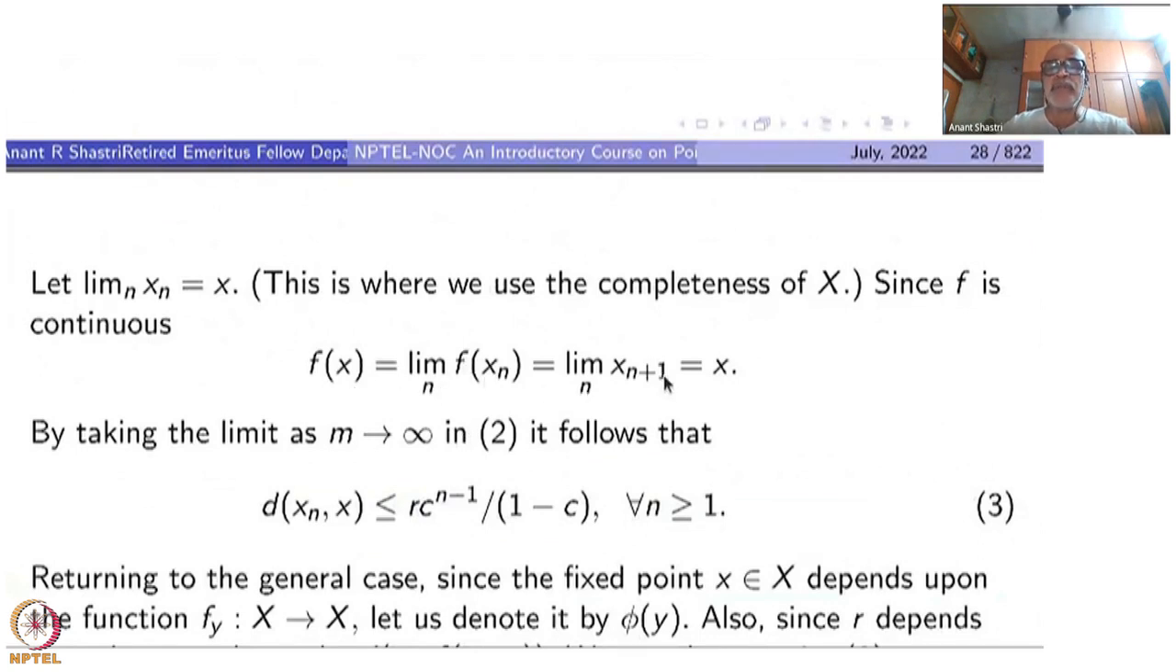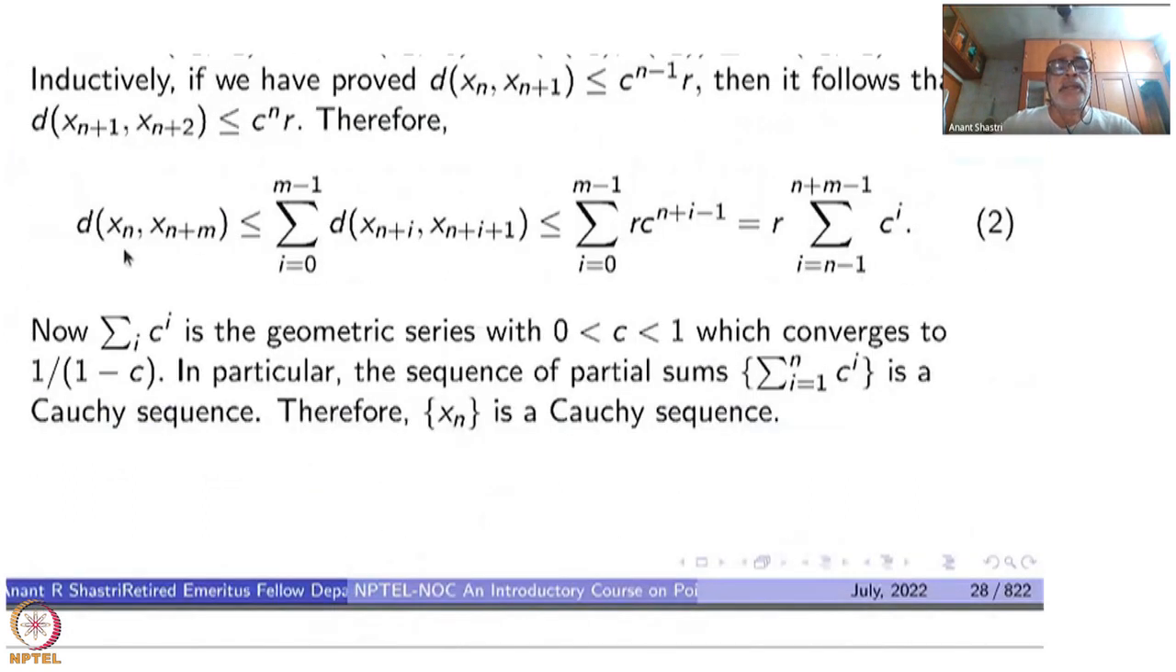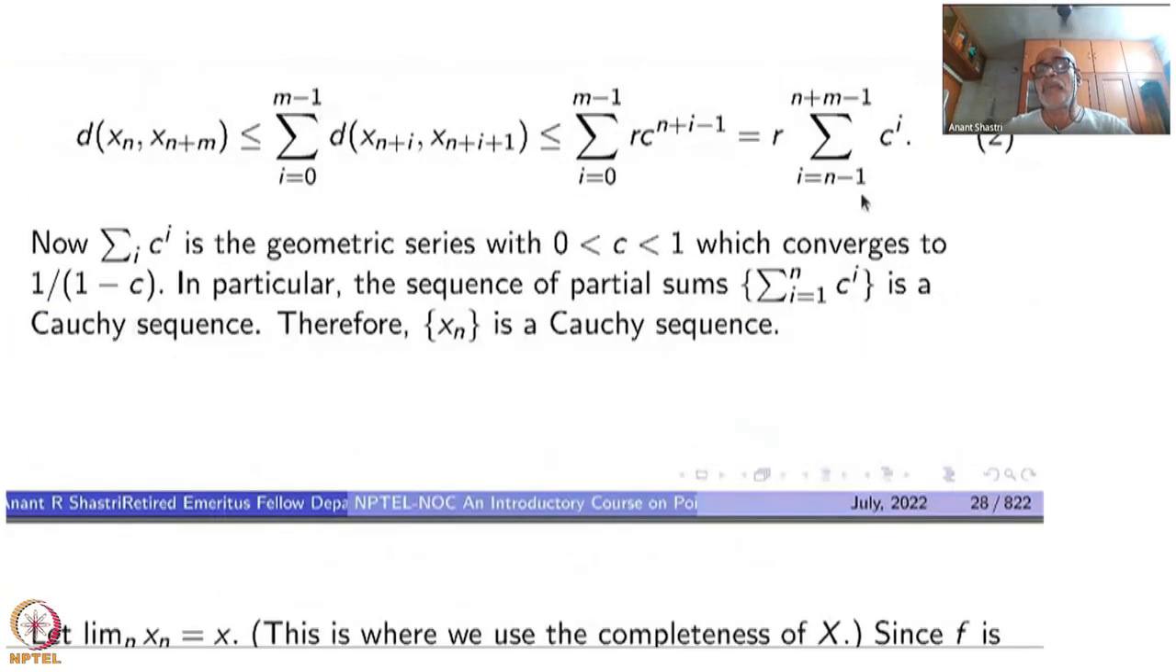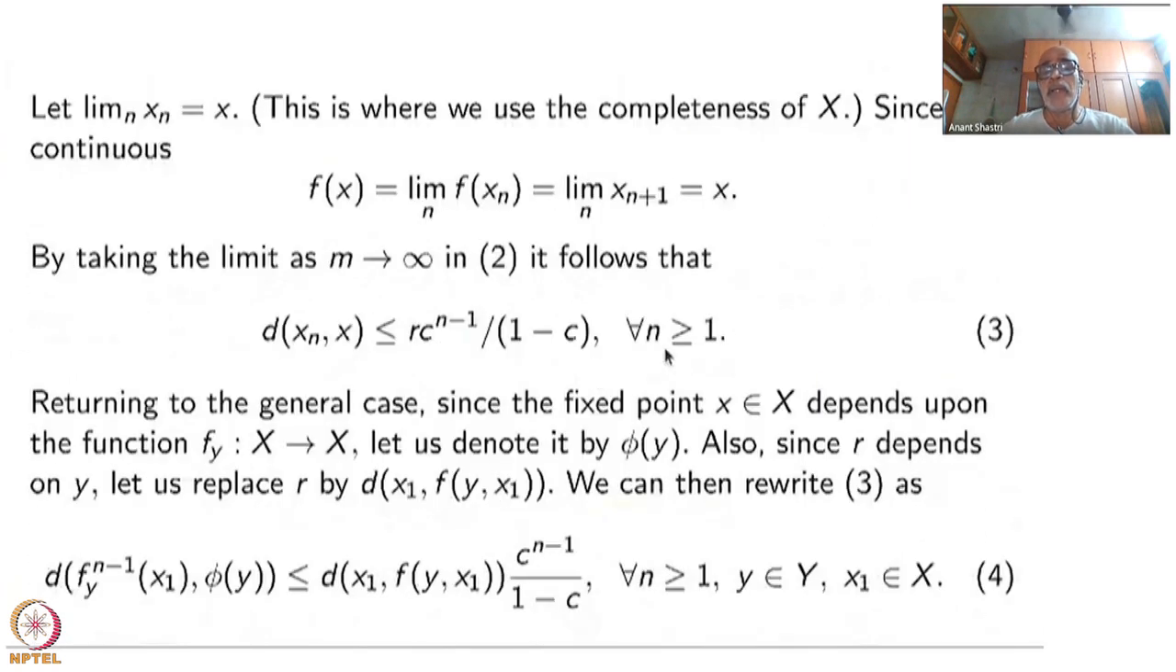It's also the limit of x_{n+1}, because f of x_n can be derived, but this limit is the same thing as x. All right. So now if you take m tending to infinity in this summation, the distance from x_n and x_infinity is, what now? It is x. Okay. What is this summation? What you get is that the distance from x_n to x is less than or equal to r times c^(n-1) divided by 1 minus c. This is the remainder after n terms of the partial sums. Okay. So for n greater than or equal to 1, this is always true.